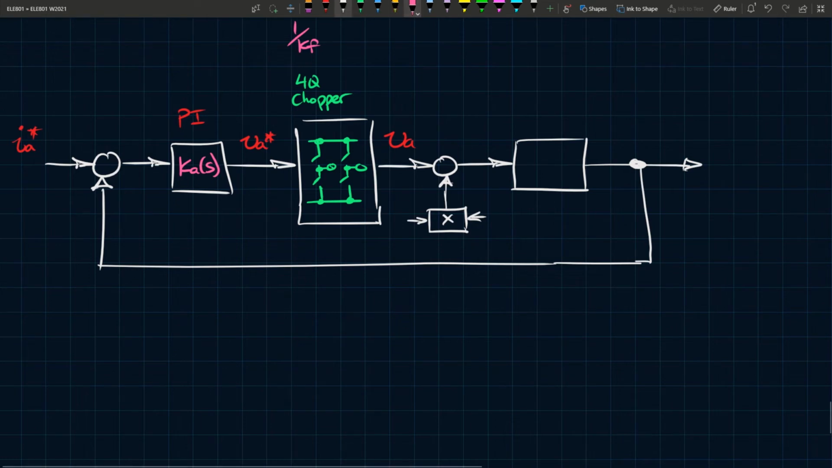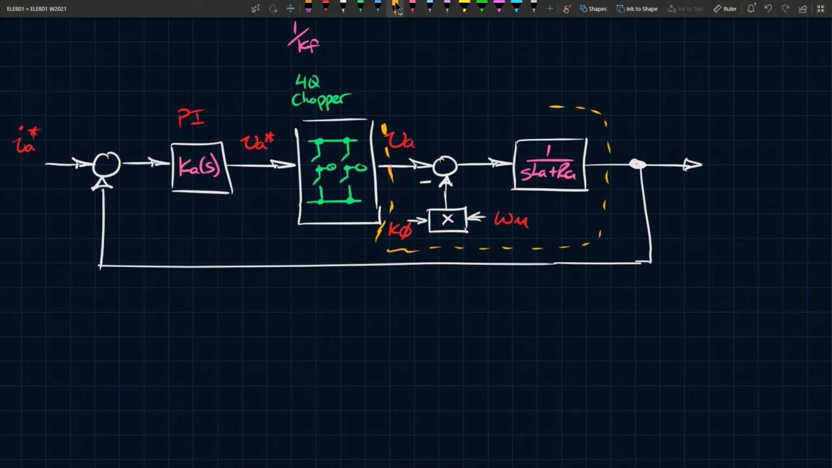So here you would have omega M, and here you would have K phi. This is being subtracted, and this is 1 over S LA plus RA, which is the plant. This is basically your model of your armature, I guess we can say. And this would be IA, which is then fed back here. There should be a minus sign here because it's a feedback control.